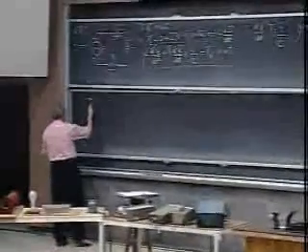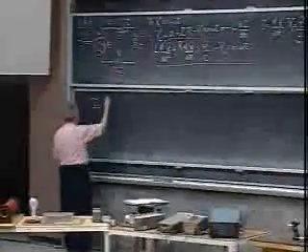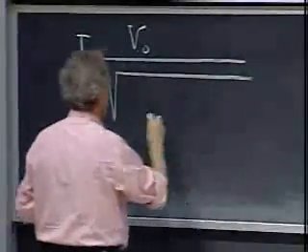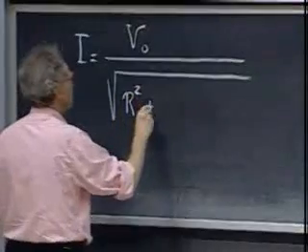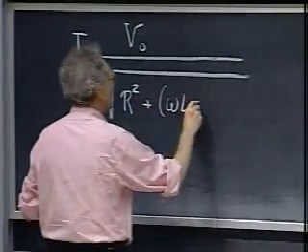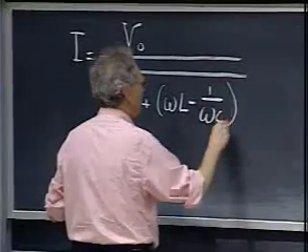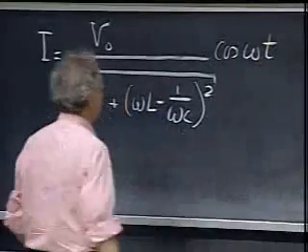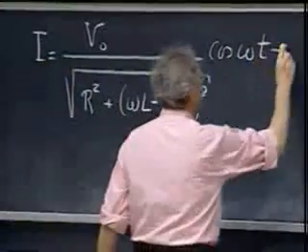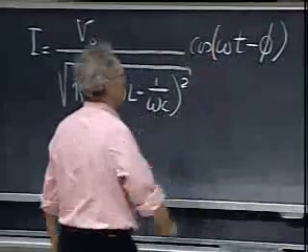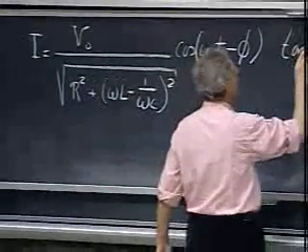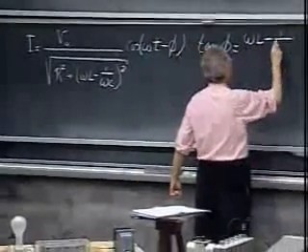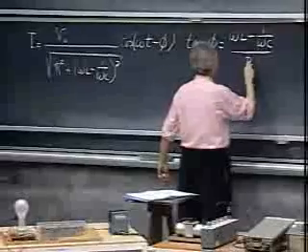So I, that satisfies that differential equation, is V0 divided by the square root of R squared plus (omega L minus 1 over omega C) squared, and the whole thing times cosine (omega t minus phi). And the tangent of phi equals (omega L minus 1 over omega C) divided by R.